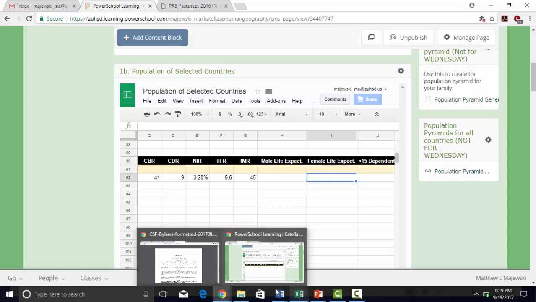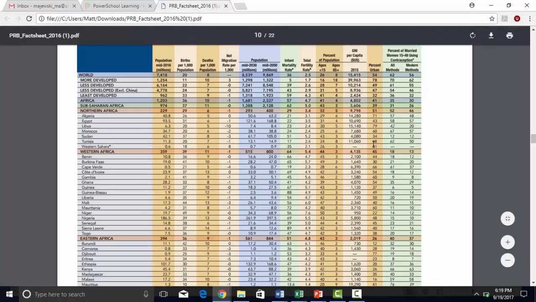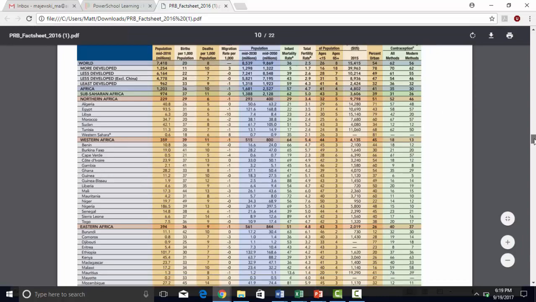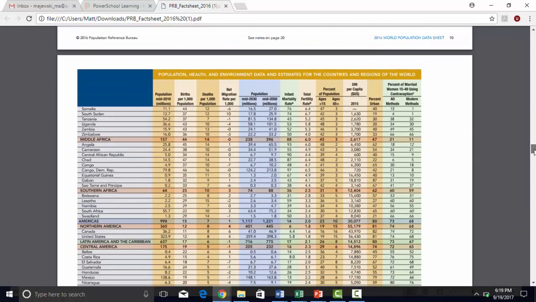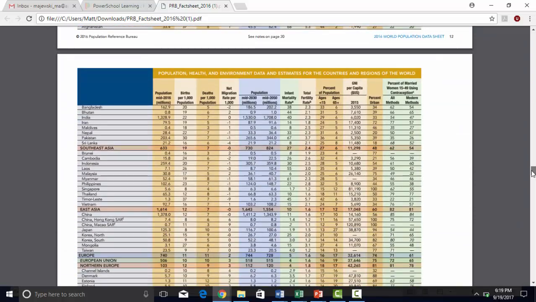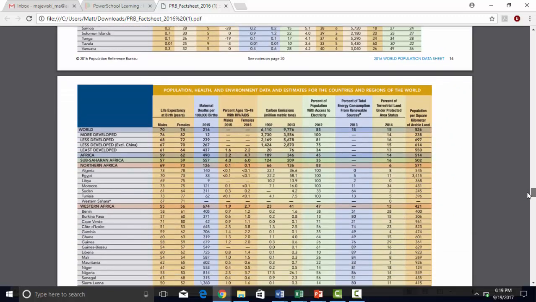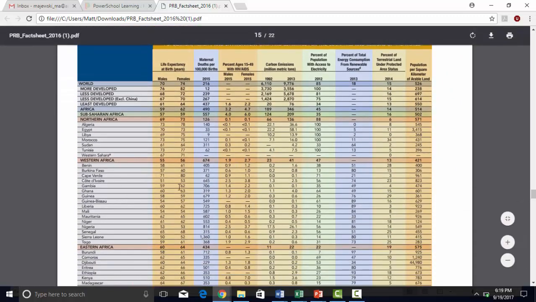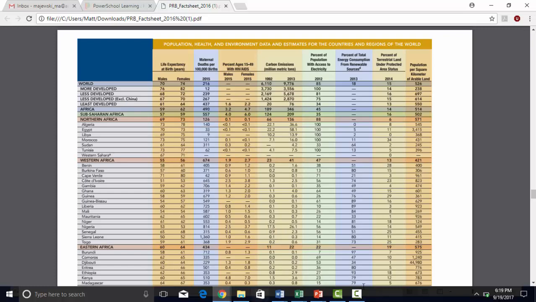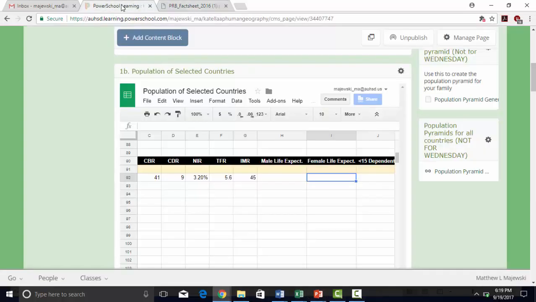Well, I would go back to my PRB fact sheet, right? And now I'm going to have to scroll down to the next group of categories here, until I am able to scroll all the way down again. Here we go, life expectancy at birth. Beginning on page 15, you start to see the next set of data. And there's the Gambia. Life expectancy for males in that country is just 59. Life expectancy for women is about 62. All right? So if we plug that information back in on ours, life expectancy for males is 59. For women, it's just 62.